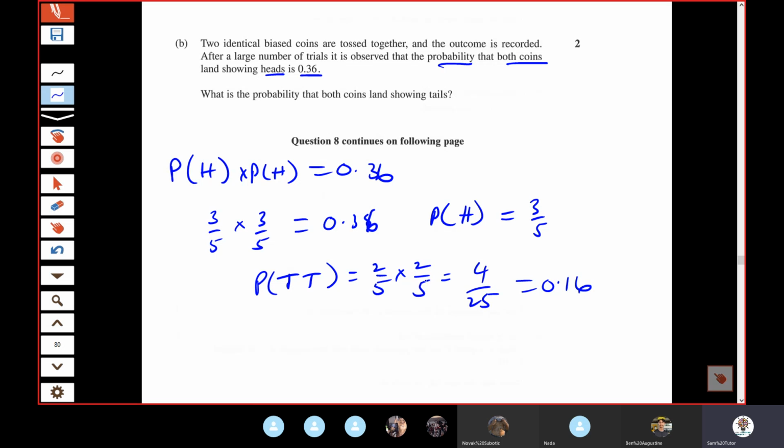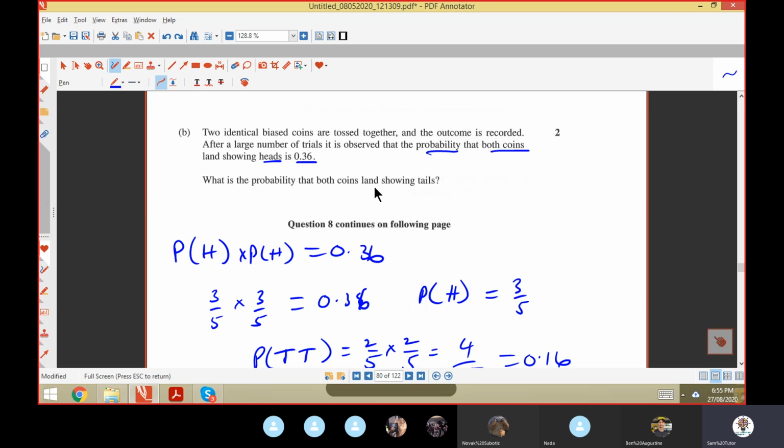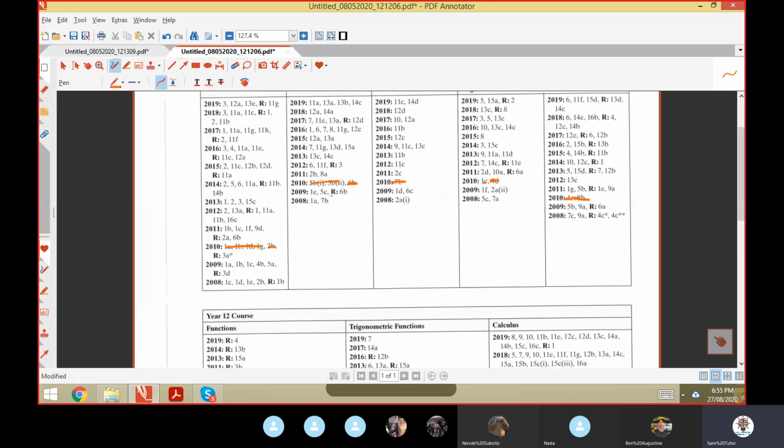Any questions? 1 minus? Yes. And then that's how you get 2 over 5. That's how you get 2 over 5, but you've got to times it again. Yeah, you have to do it twice, because for tails you want both of them to be tails, right? At first it looked weird, but again, you just got to try it.